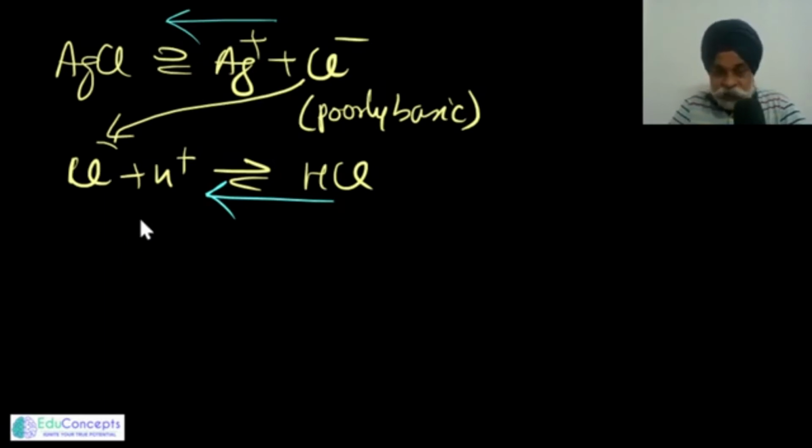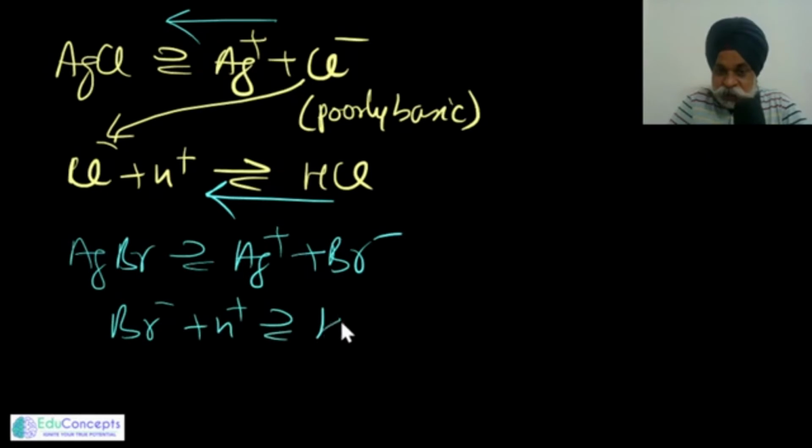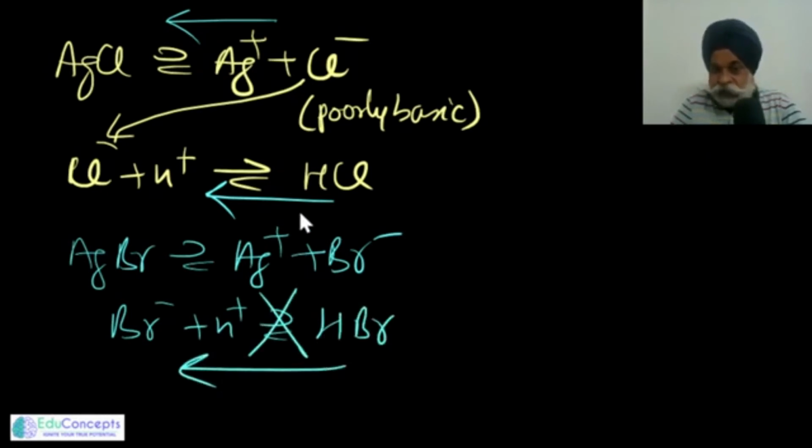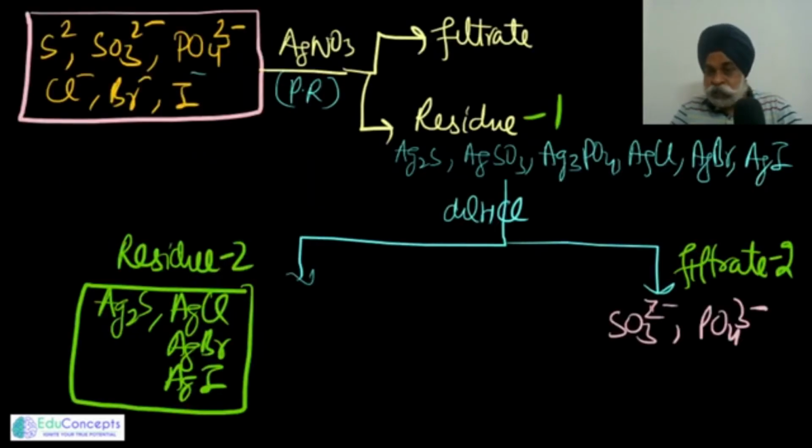If it had been a case of AgBr, the same viewpoint applies here: Ag positive, Br negative, and Br negative would not like to accept H positive to change into HBr. This would not be going forward. In fact, this is backward driven. So this also is backward. So this would remain solid, this would remain solid. I have already done this discussion many times in the previous sessions as well. So these get precipitated, and for Ag2S I have already done the discussion.